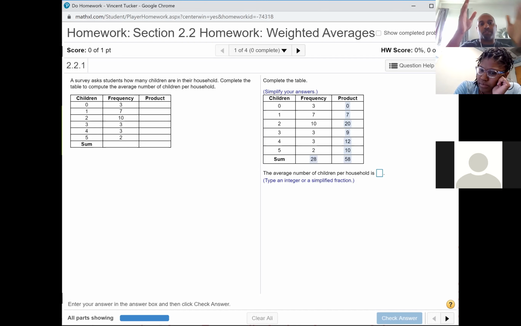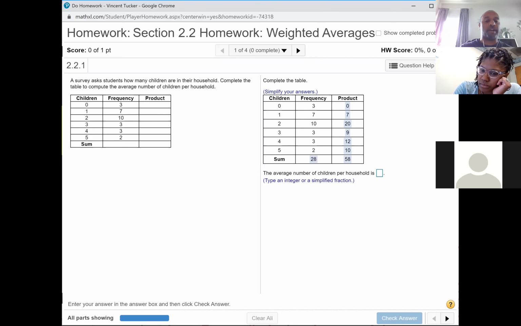Children, the columns of children and frequency were given. That's nothing that we changed. That's not going to change. They already recorded that. So in other words, there was a survey, and they asked 28 different people.